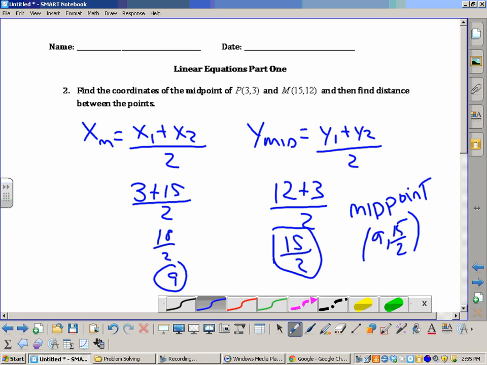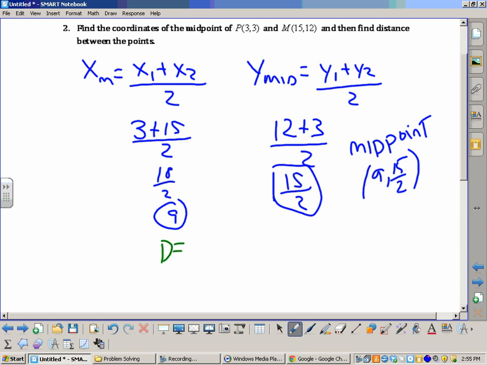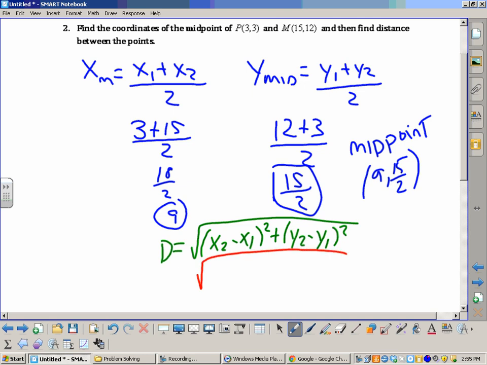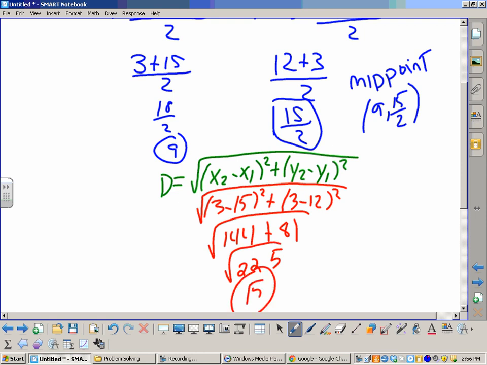And then for the distance formula, to find the distance between the 2 points, so let's see. We'll start with the negative numbers to make this a little harder. So the difference between 3 and 15 is 12. Negative 12 squared is 144. Difference between 3 and 12 is 9. So 15 is the distance between the 2 points.